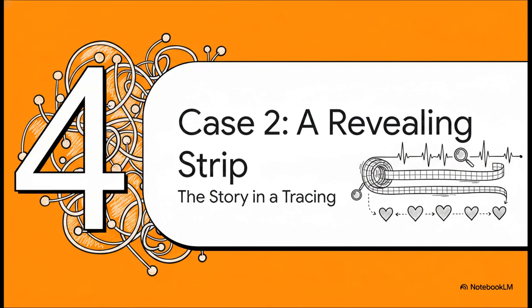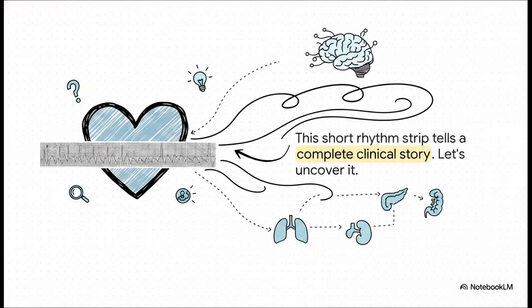That was a fantastic example of how a systematic approach can unravel a complex mechanism. Now let's look at another case that shows how even a very short rhythm strip can tell a complete clinical story, right down to the underlying systemic disease. This is our second case. You can see it's just a short strip, but it contains every clue we need to not only diagnose the arrhythmia, but also to deduce the non-cardiac medical condition that's causing it.